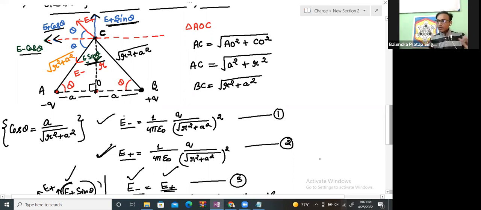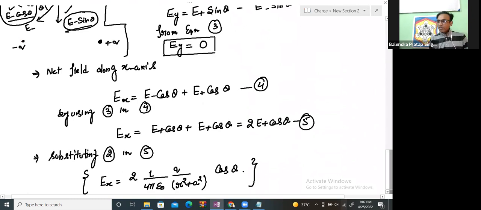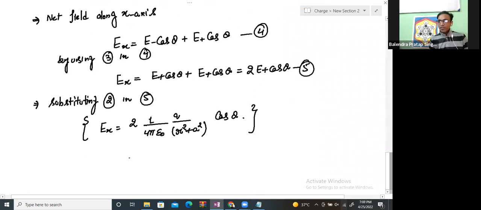Is it clear to all of you now, or do you have any doubt? It's very simple. We just consider the right angle triangle AOC, and from here we find the value of cos theta. I am again rewriting the expression: the value of cos theta is equal to a divided by under root a square plus r square. Substitute this value of cos theta here, and we will get the exact result of the electric field at the equatorial line of an electric dipole.